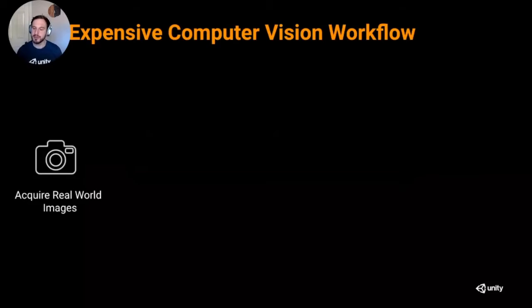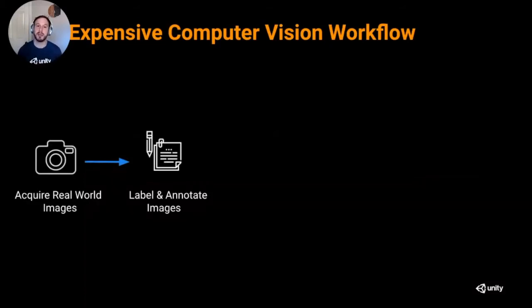Or let's say that infrastructure is not in place. Maybe companies are hiring external contractors to collect representative real-world images. And then once those images are collected, there's often another firm that does the labeling and annotation of those images, basically drawing things like bounding boxes and semantic segmentation to prepare the images with metadata for machine learning.